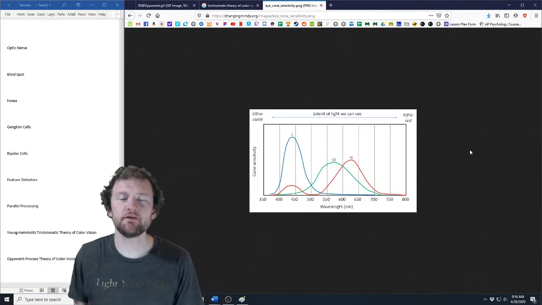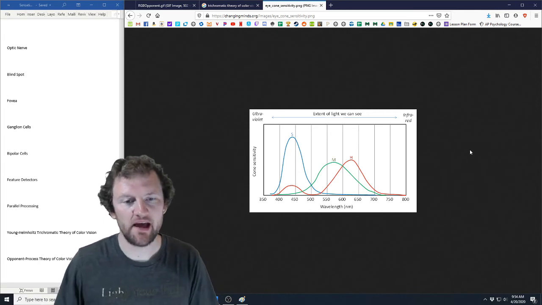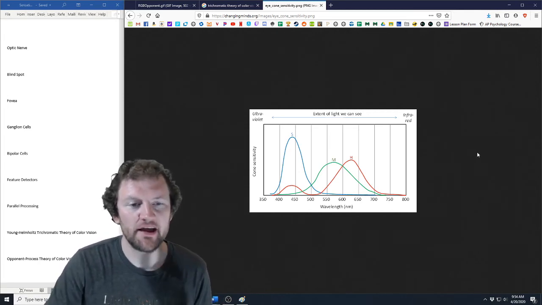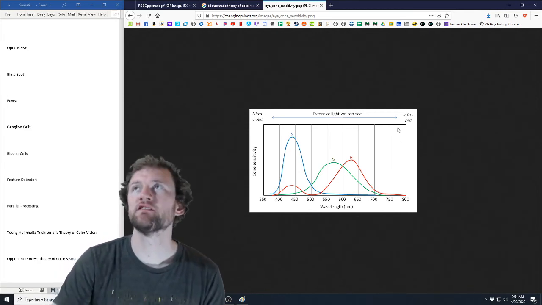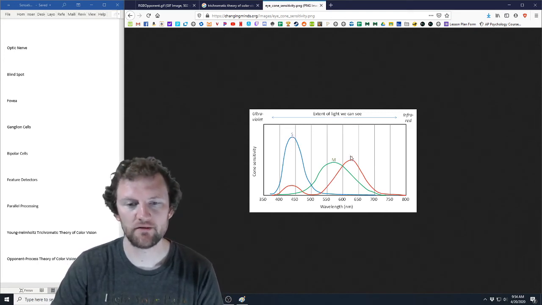There are 2 theories of color vision, how we perceive color. They both have to do with the cones that we have. One is the trichromatic theory of color vision. It says there are 3 types of cones: short, medium, and long wavelength light.